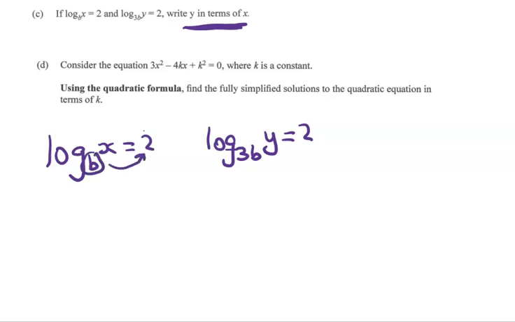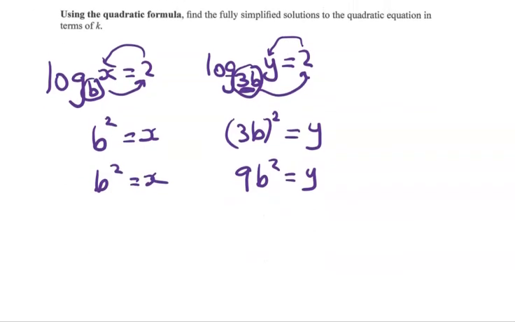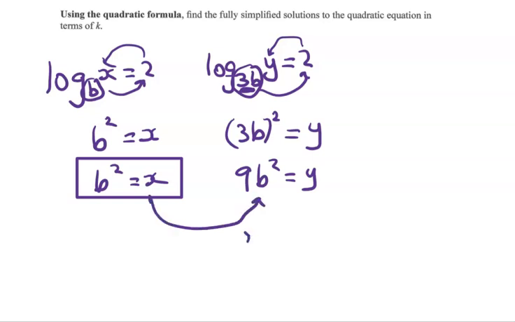So we're going to do the same as what we did before. We get b squared is equal to x, and 3b to the power of 2 is equal to y. The base here is 3b, so that's what's getting squared. So that gives me 9b squared equals y, and b squared is the same as x. So we substitute the b squared in here, and we get 9x is equal to y.